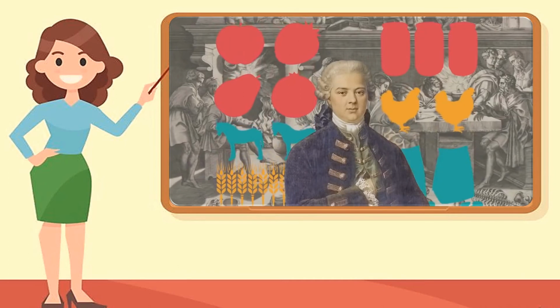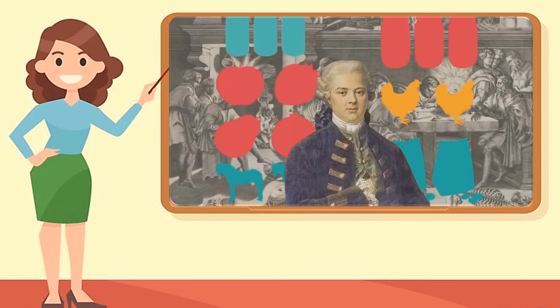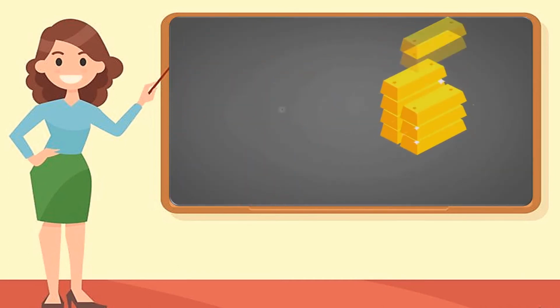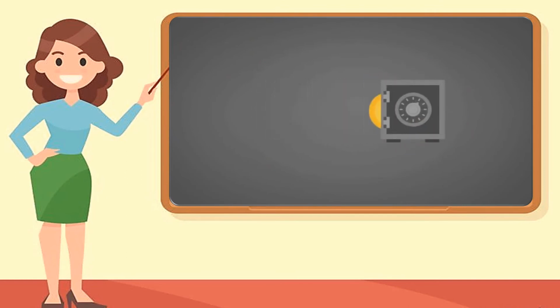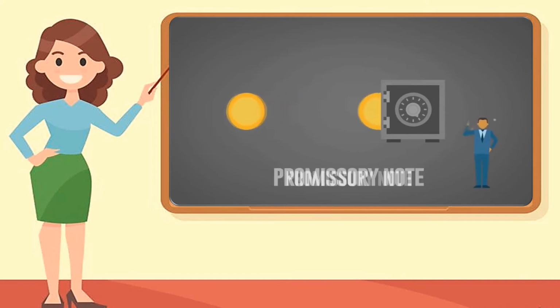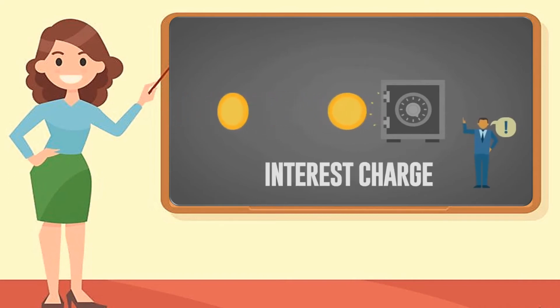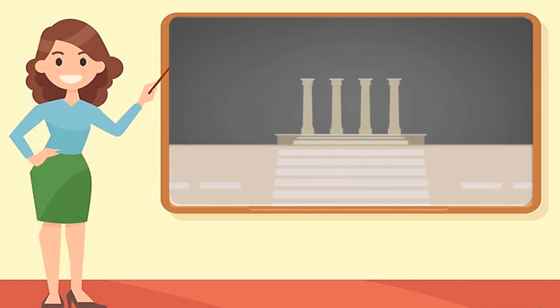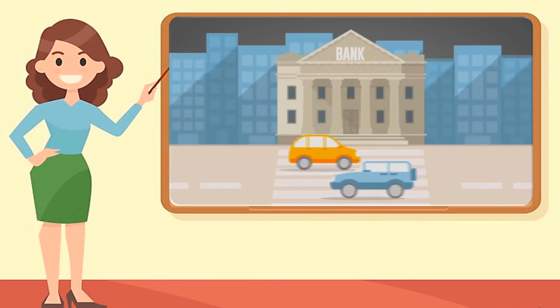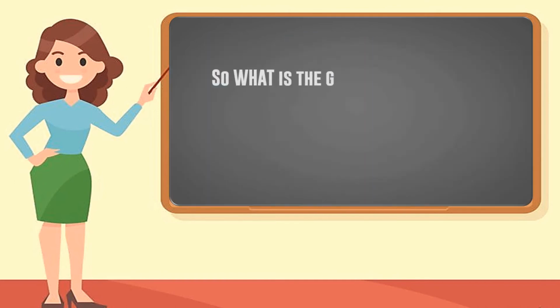But it's the goldsmiths of 17th century London who developed banking in its modern form. The goldsmiths who used to store wealthy clients' gold in their private vaults soon began to lend this gold to others in exchange for a promissory note and the payment of an interest charge. That was the birth of banking as we know it.